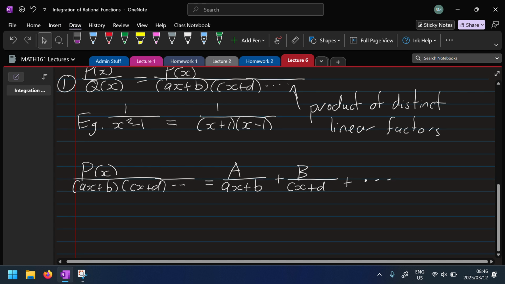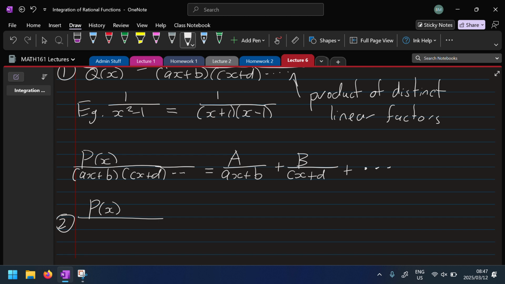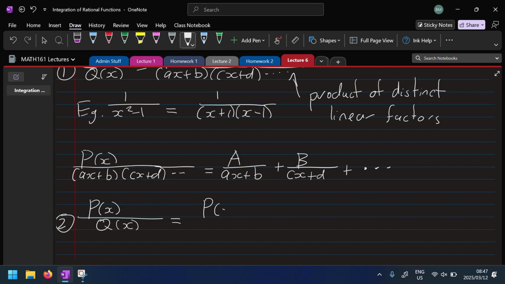That's the easiest one. Case 2 gets a bit more complicated. Here we have, again, some polynomial p of x over q of x. It can be anything, we're not worried about that now. If we can write it like this, some of the terms in the denominator can be repeated. So if we have ax plus b and another ax plus b, that will be ax plus b squared. So if we have any repeated terms, we can write it like this.